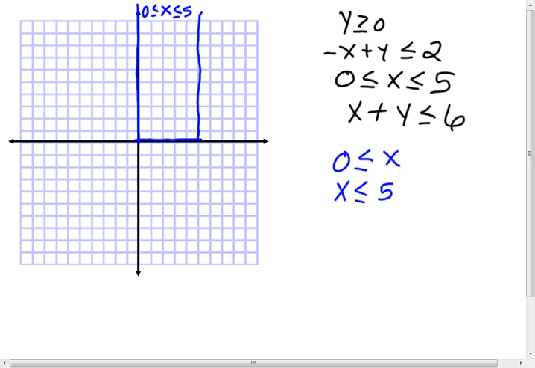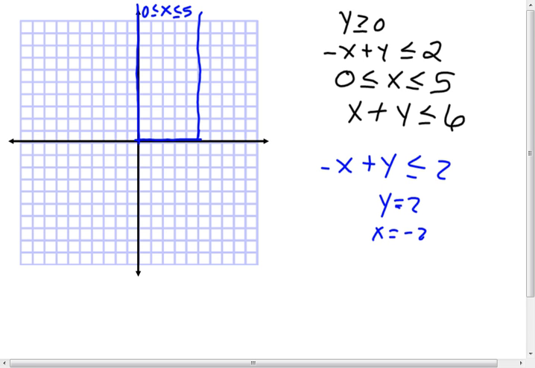The next inequality we want to look at is the second one, and that's minus x plus y is less than or equal to 2. So we can use our x and y intercepts for that. If we let x equal 0, y is equal to 2. And if we let y equal 0, x is equal to negative 2. So all we need to do is plot those 2 points, draw a line in between.